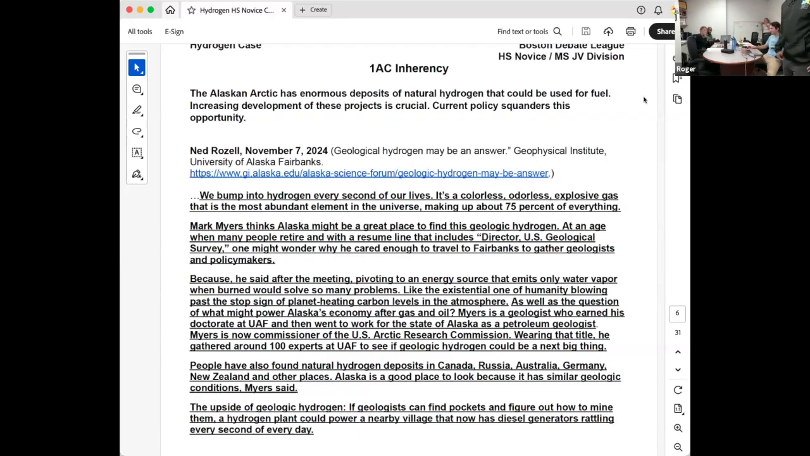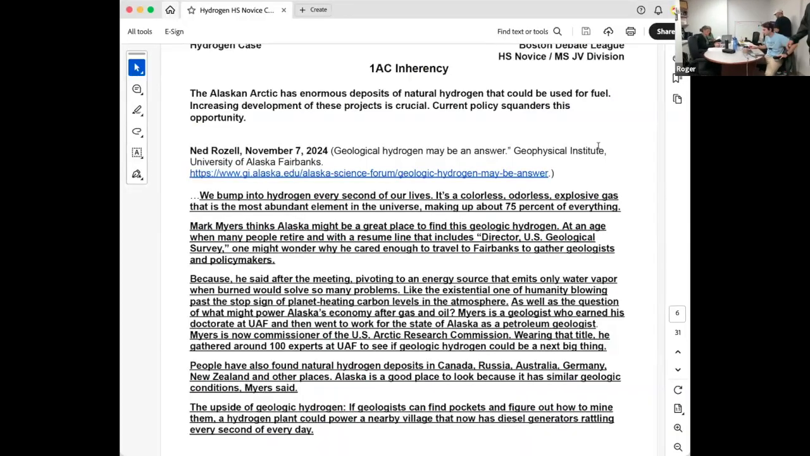All right. So there are 3 main important parts to a card. The first most important part is the tag. What the tag is, more or less, is a quick summary of what is in the card. So this first part in black, underneath the 1AC, that is what we refer to as the tag, okay?